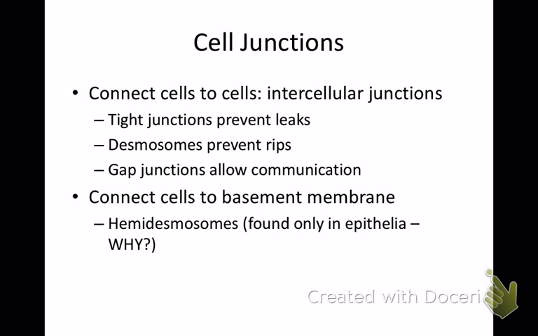Gap junctions, totally different category. Gap junctions actually connect cells so that they can talk to each other. A gap junction is like a pipeline that directly connects the cytoplasm of one cell with the cytoplasm of the neighboring cell, so that ions can flow from one cell directly to the other without having to go out to the extracellular fluid and back in again. A direct pipeline. Gap junctions allow for what we call electrical communication.